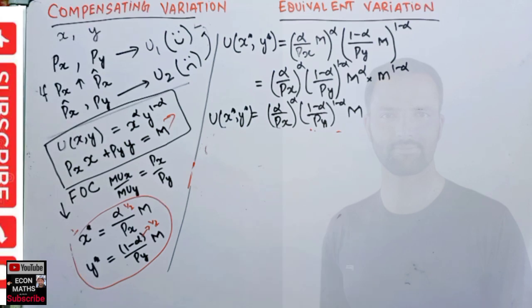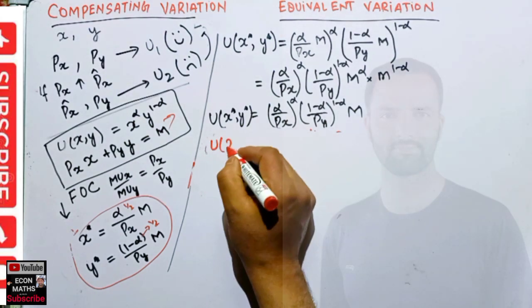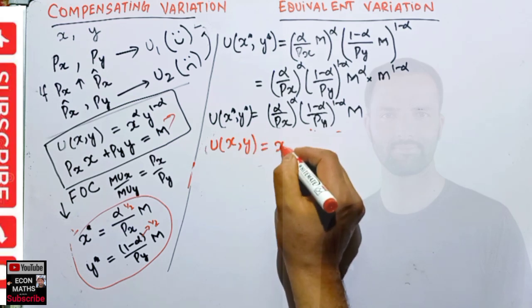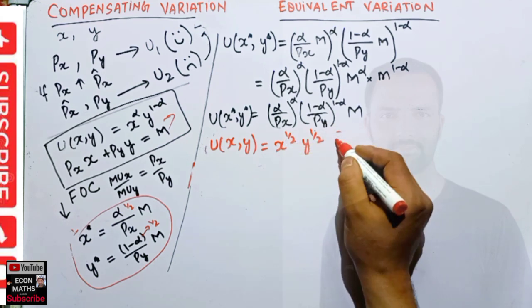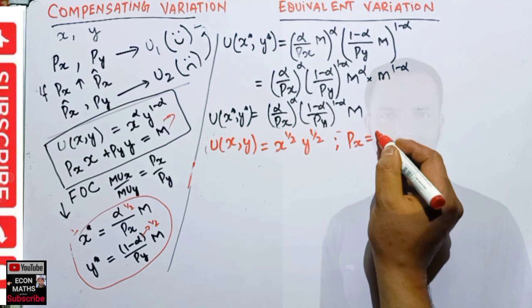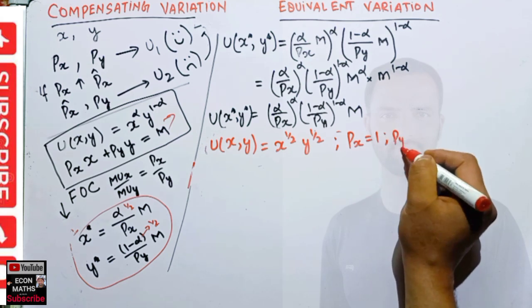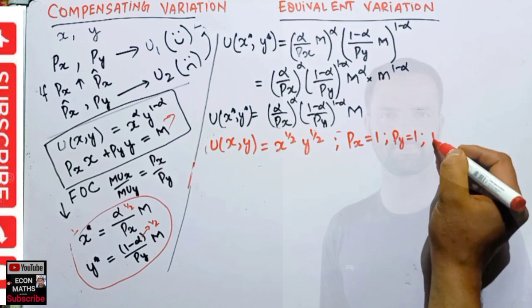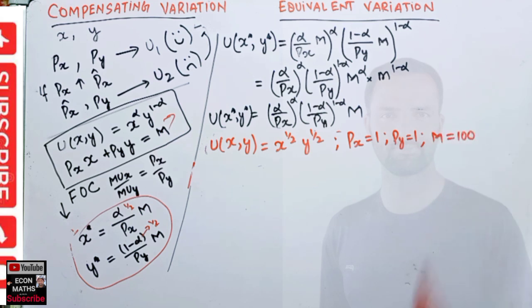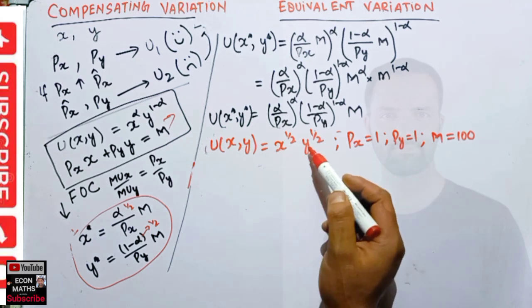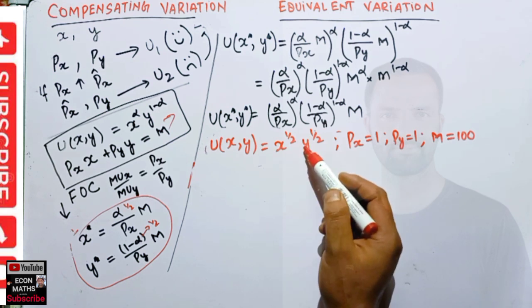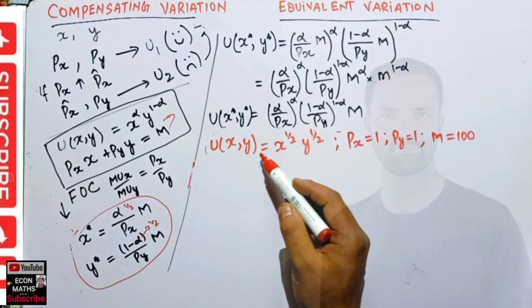Now let's take a specific example. Let us say the consumer has a utility function like this. We have x to the power 1 upon 2 into y to the power 1 upon 2, a Cobb-Douglas utility function. Let's say price of good x is $1, price of good y is also $1, initially, and the consumer has an income of $100. Now we need to see how much utility or satisfaction the consumer initially gets. For that, we just need to give the value of x and y, the optimal values of x and y.